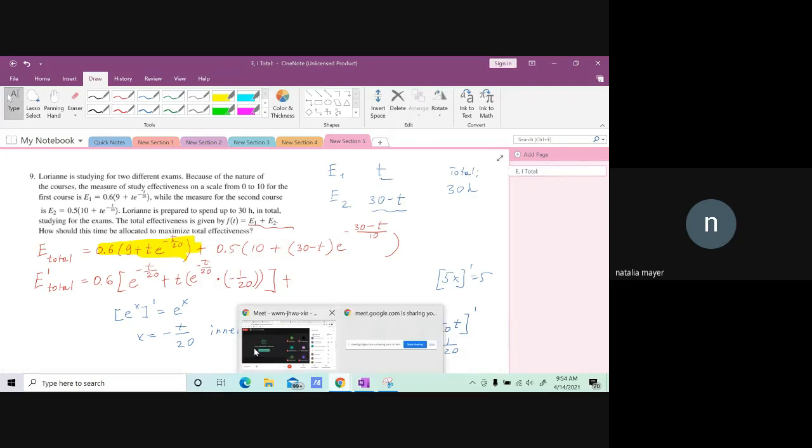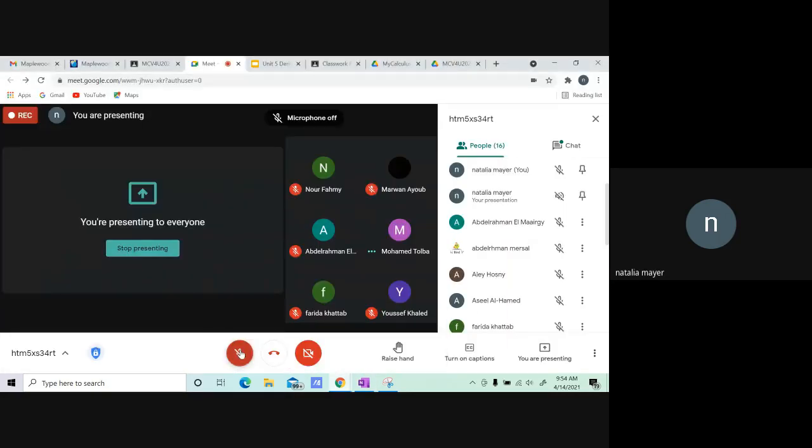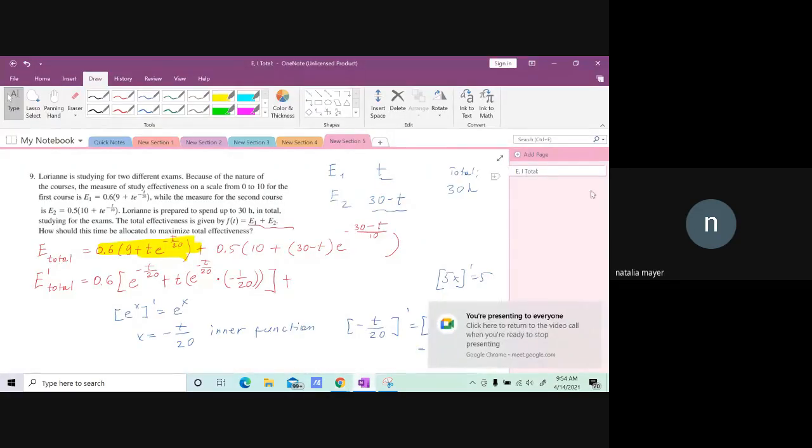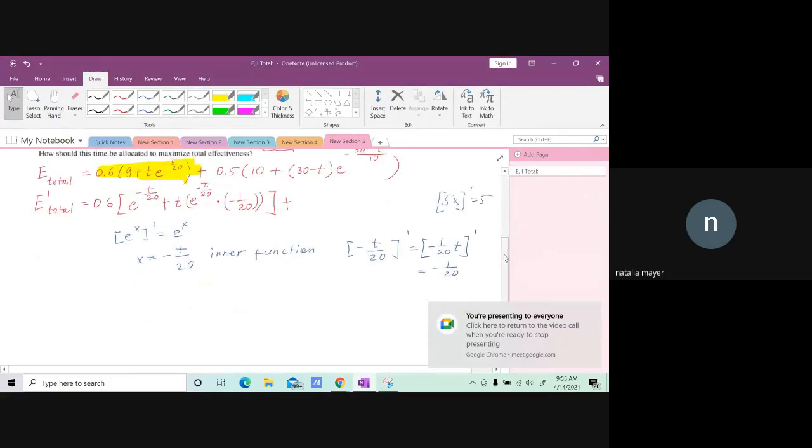Just 1 second. Okay, so I need someone to do the derivative of the second expression.